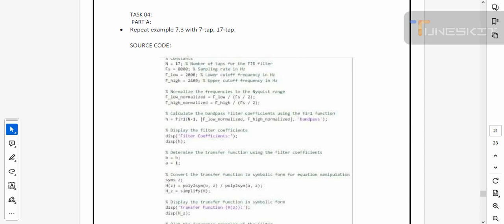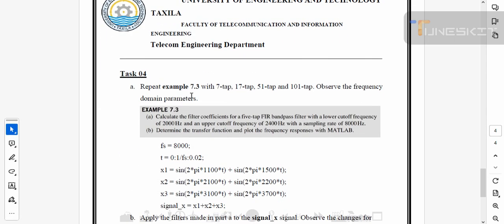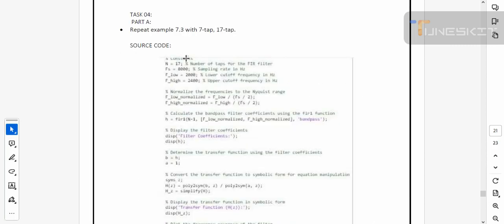So in task 4, we have to repeat example 7.3 with 7 taps, 17 taps, 51 taps and 101 taps, and observe the frequency domain parameters. The number of taps for the first part will be 17, the sampling frequency is 8000, the lower cutoff frequency is 2000, and the upper cutoff frequency in hertz is 2400.